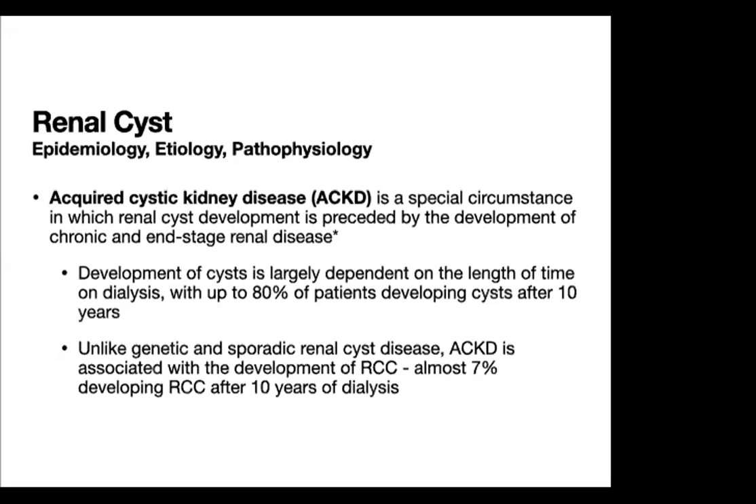The cysts of ACKD arise from the proximal convoluted tubule, as is similar with clear cell RCC, unlike the cysts of ADPKD and sporadic renal cysts, which arise from the distal tubule. The development of cysts is largely dependent on the length of time on dialysis, with up to 80% of patients developing cysts after 10 years. Unlike genetic and sporadic renal cyst disease, ACKD is associated with the development of RCC. Almost 7% develop RCC after 10 years of dialysis.